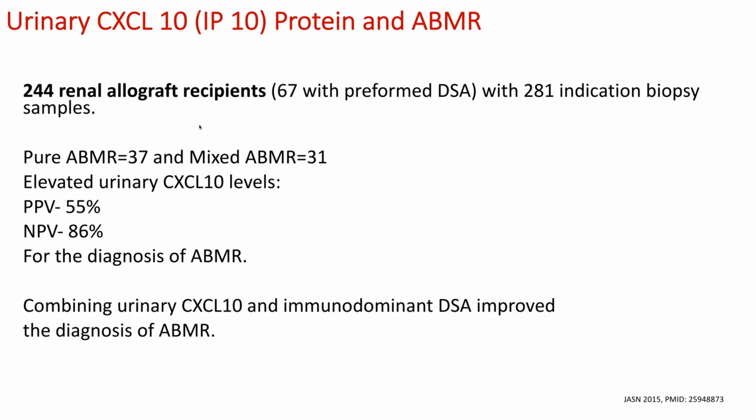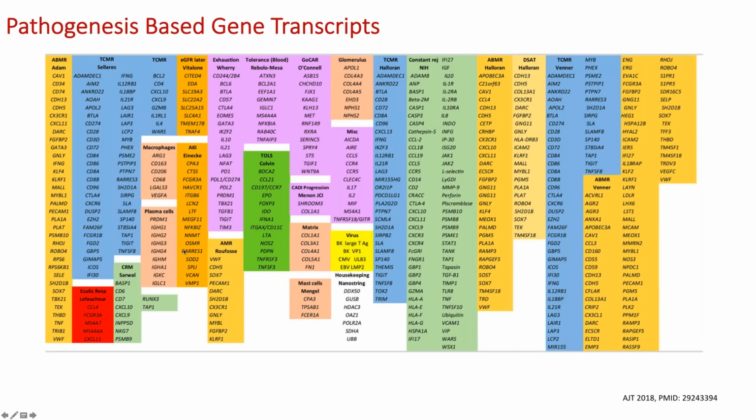And again, besides the messenger RNA and the cell-free DNA, another approach is using the urinary CXCL10 protein. Again, this is a French study that looked at 244 kidney transplant recipients, where there were 37 pure ABMR and 31 mixed ABMR. Elevated urinary levels of CXCL10, which is also known as IP10, which is a chemokine, had a very high negative predictive value for the diagnosis of ABMR. Interestingly, when they combined urinary levels of this with the DSA, this improved the diagnosis of ABMR.